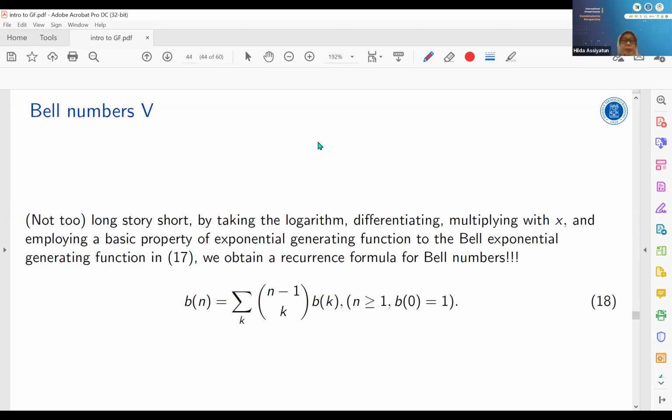What a nice presentation by Bu Hilda Assiyatun. Thank you very much for your explanation about generating functionology. Now, this is just the intro, a little bit of generating function. Now let us have a quick Q&A session. Two or three questions may be enough.